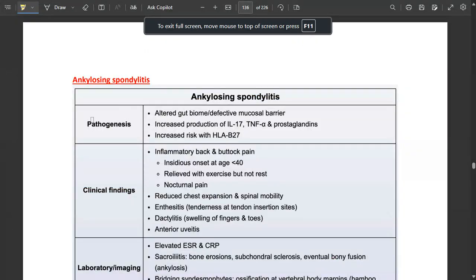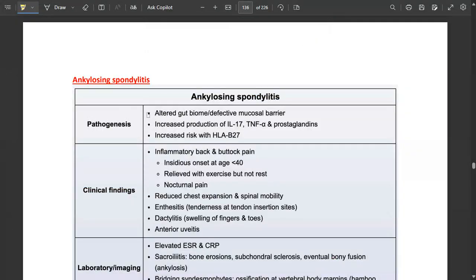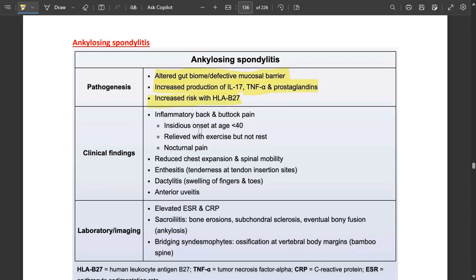Okay, so what's the pathogenesis of ankylosing spondylitis? It is an altered gut biome or defective mucosal barrier. So increased production of interleukin 17 and TNF-alpha and prostaglandins occurs, and there is an association with HLA-B27 types. So clinical findings: inflammatory back and buttock pain, with onset less than 40 years of age in adults. Back pain related to exercise but not rest usually suggests ankylosing spondylitis.